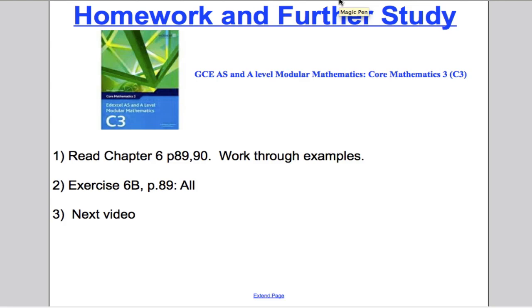I've finished everything I wanted to say about drawing the sec theta, cosec theta and cot theta graphs. I'd encourage you to read chapter 6, pages 80 to 90, work through those examples and do exercise 6b all. Then tune in for my next video.